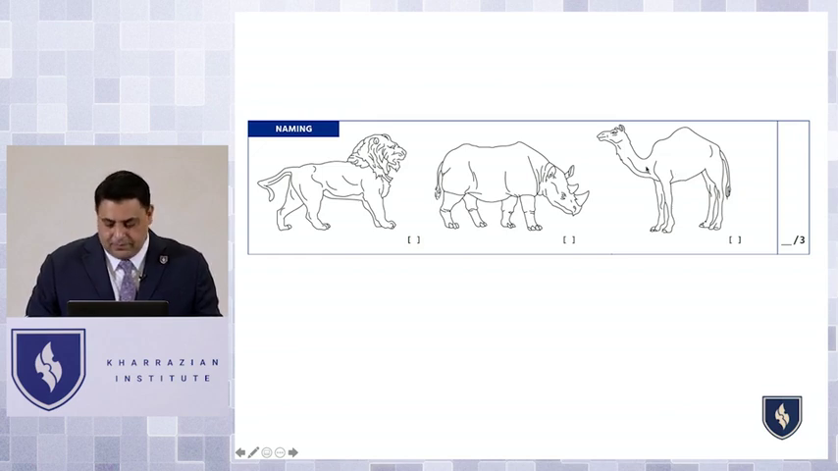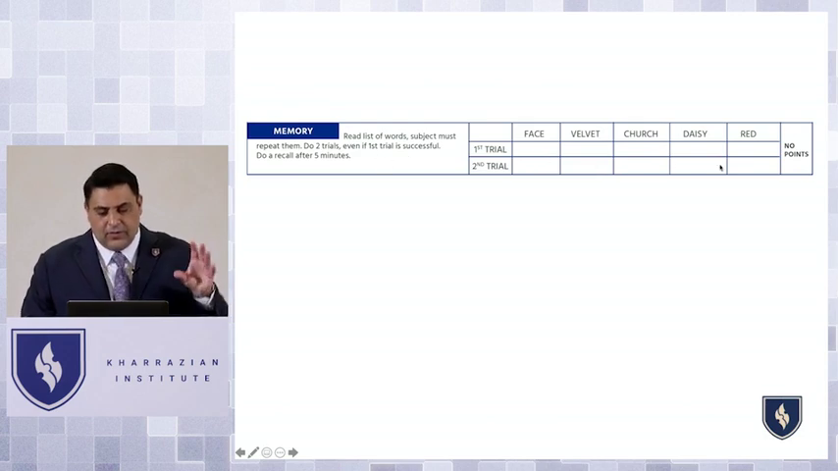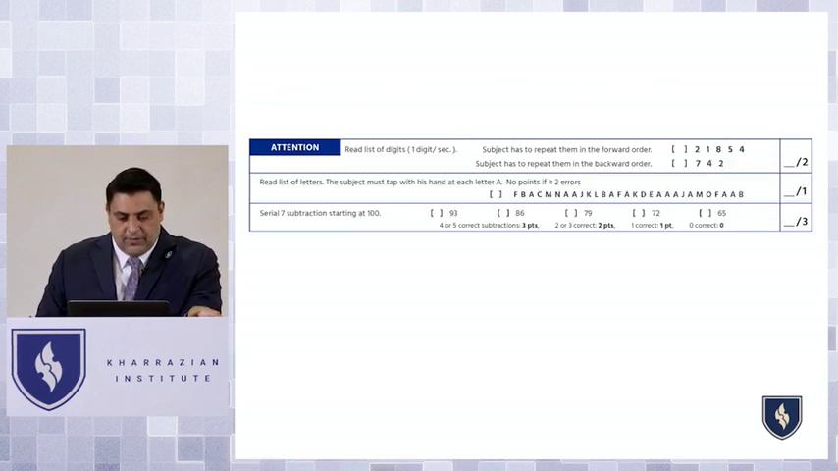Very, very simple. And then you read a list of words to them, and they must repeat them. You do 2 trials with them. The first trial is successful, and then after 5 minutes, you repeat the trial. There's an analysis form also included in your notes that tells you how to interpret this questionnaire form. Then you read digits to them, and you have them repeat them in forward order. So, for example, read a list of digits, 21854, and you have them repeat them in order. Then you have them repeat them backwards, like 742. They get 1 point for each.